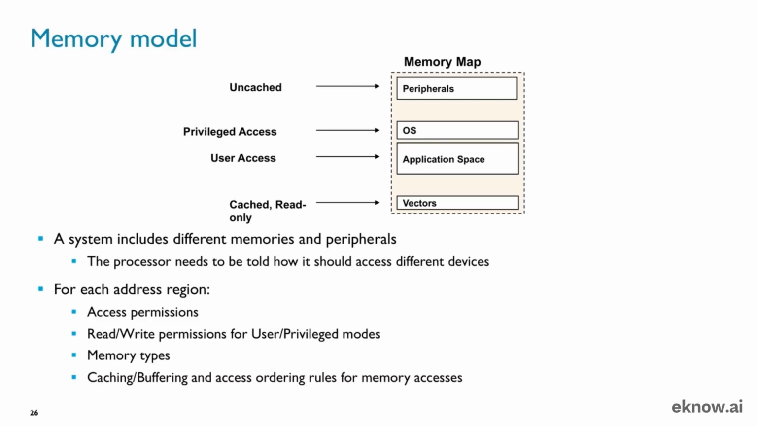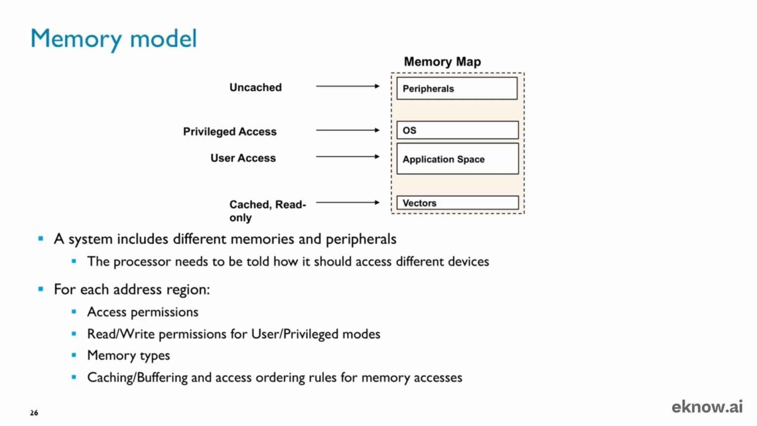Finally, we have vectors. This refers to the exception vector table we talked about earlier. These are the instructions the CPU jumps to when an interrupt or exception occurs. The CPU needs to read these very quickly, but they almost never change. So, making this region cached, read-only is a perfect optimization. The data is kept in a fast cache for quick access, and marking it as read-only prevents it from being corrupted.